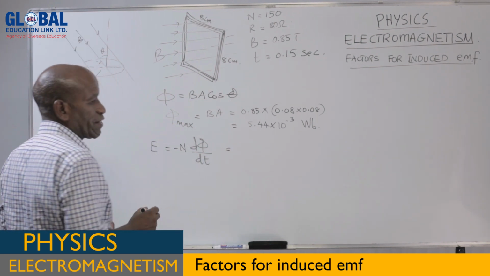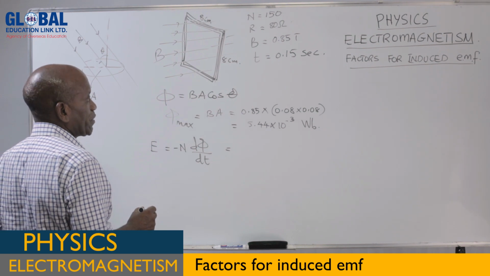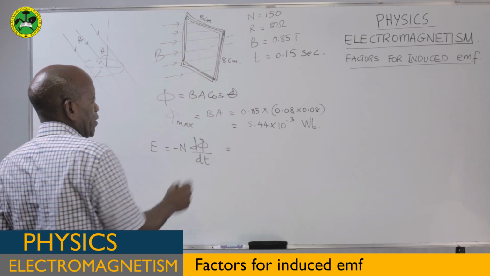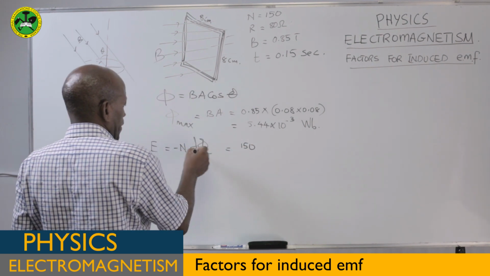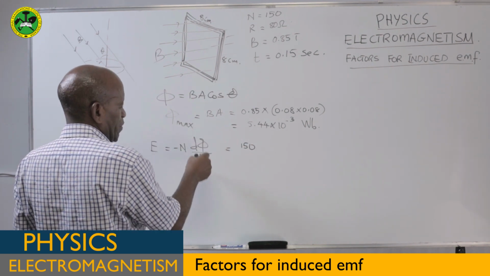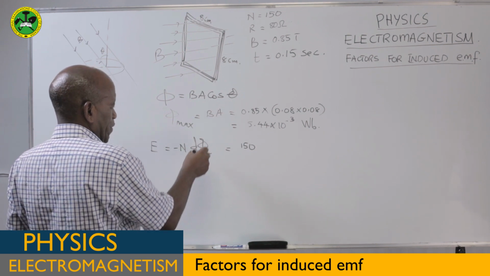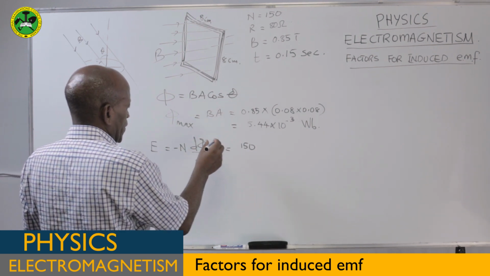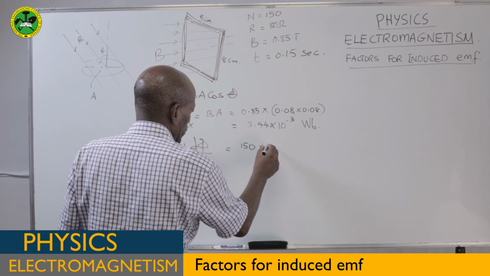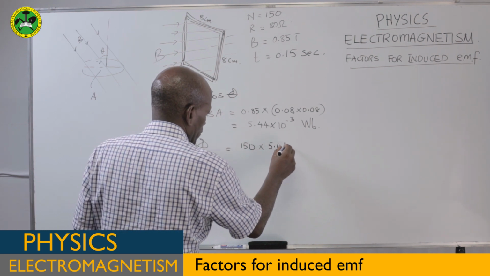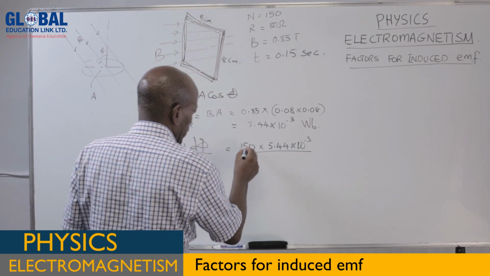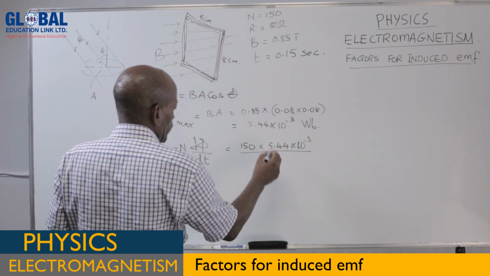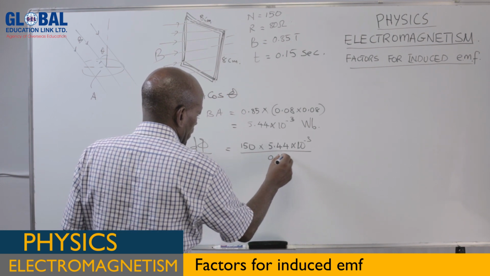The number of turns given is 150, so we just put 150 there. Then the rate of change of the magnetic flux: the magnetic flux is equal to 5.44 times 10 to the power negative 3, and we divide it by the time, which is 0.15.